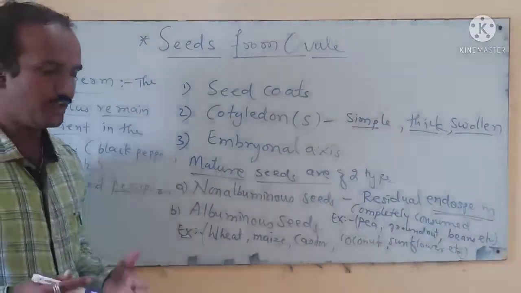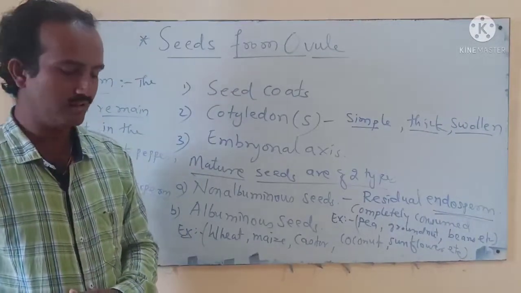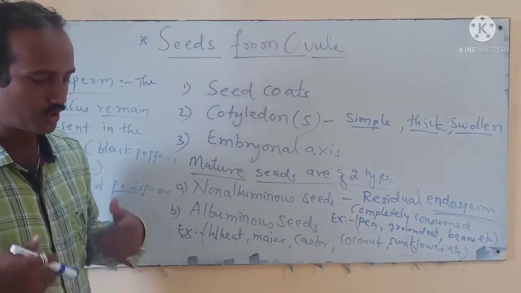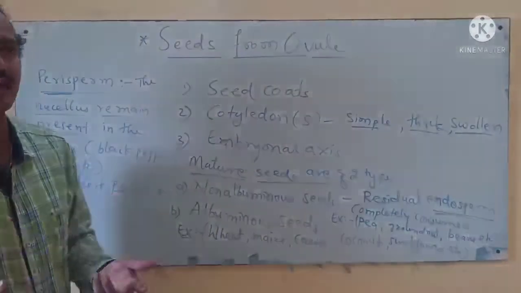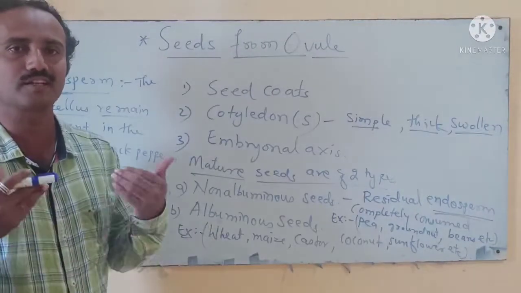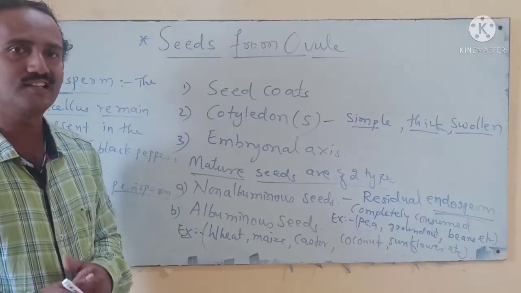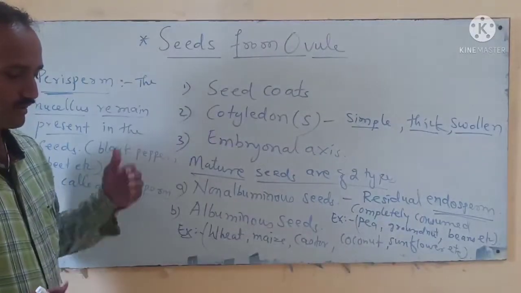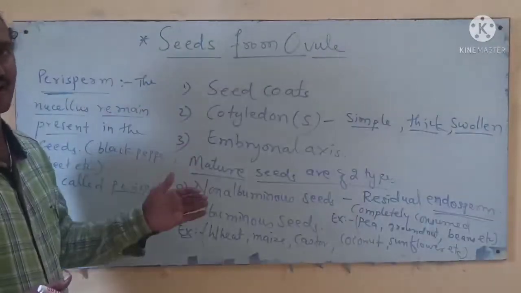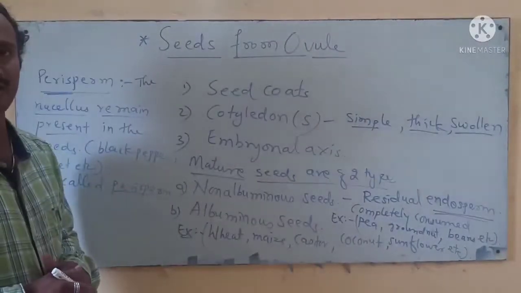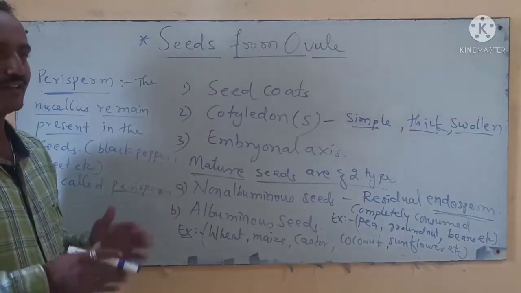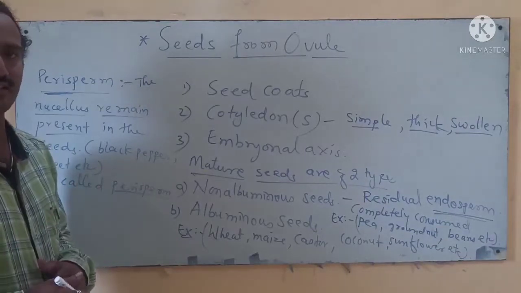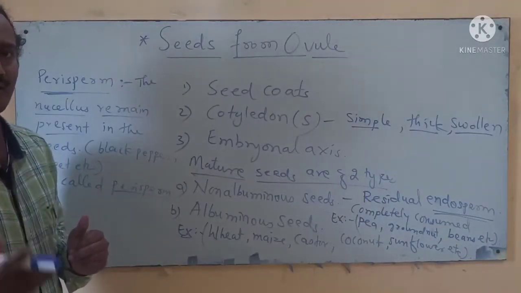Then the integuments of the ovules become hardened. The integuments of the ovule become hardened and tough, and that is called the seed coat, or the protective seed coat. As you know, the outer integument and inner integument are present in the ovule structure. These become hardened and tough, and that is called the protective seed coat.